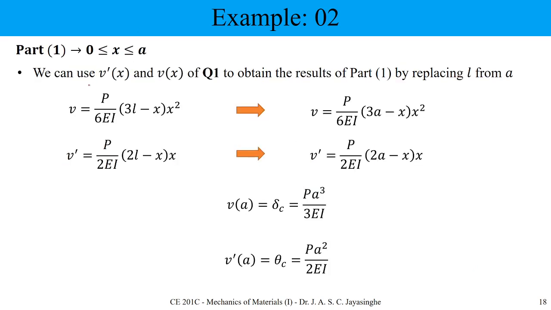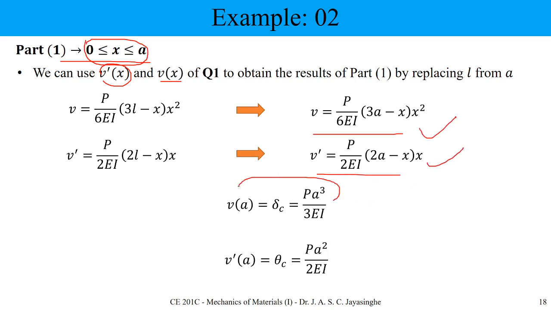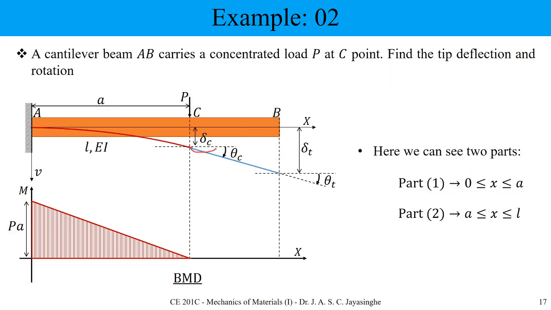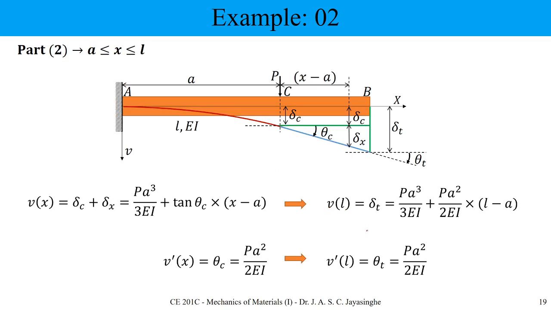So now we can shift, and here of course we can use v prime, that means theta, and the displacement of question 1 to obtain the result of part 1 by replacing L by a. I already explained this is for part 1 of the question, and we can explain these two things, and you can get this value and this value directly. If you know these values, next you need to use the geometric arrangement. I already explained this is going to equal this part, you don't need to find it again, and this is the same value.